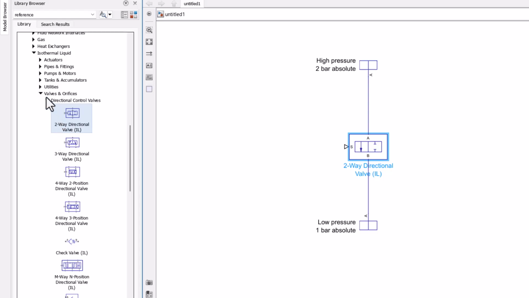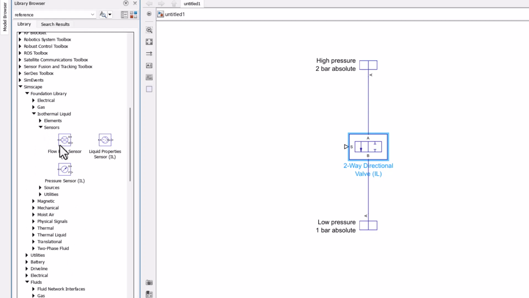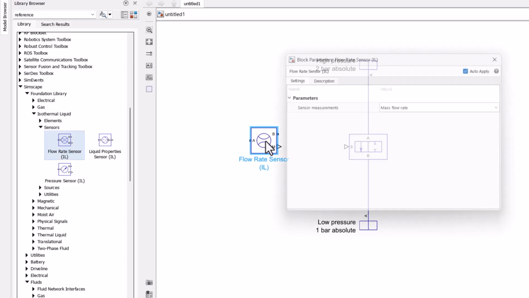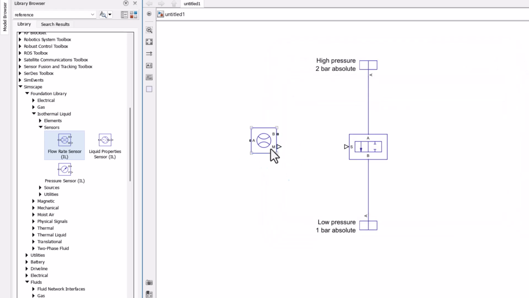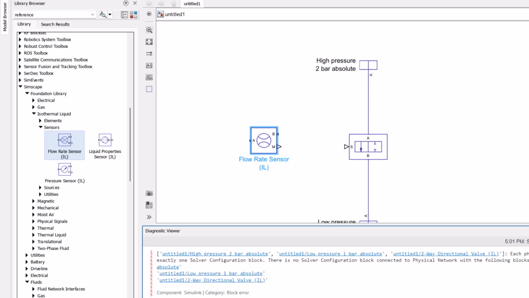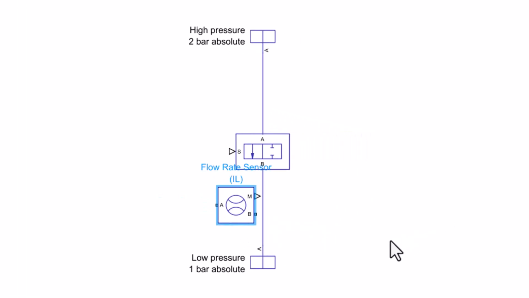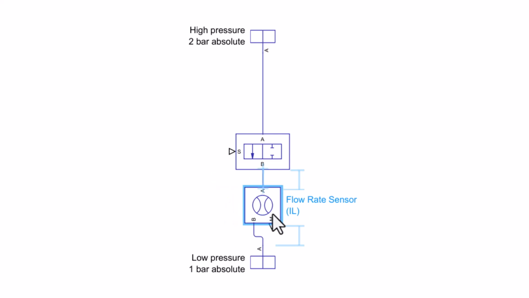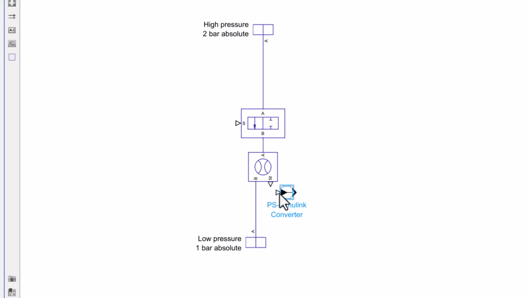So I also need a flow rate sensor. Here under the foundation library, I find isothermal, and under sensors, I find the flow rate sensor. I keep it as a mass flow rate for some reasons which I'm going to talk about later. I make all the liquid pass through my sensor, and I add a PS Simulink converter and a display block.